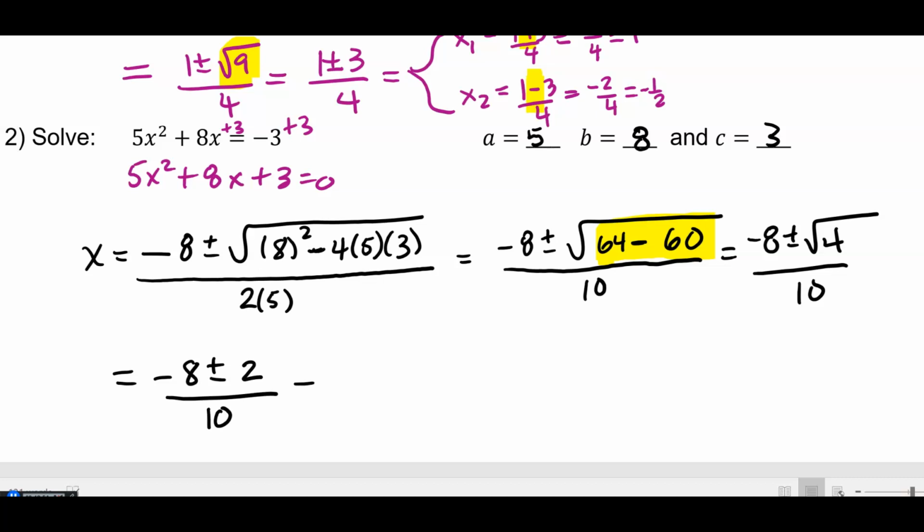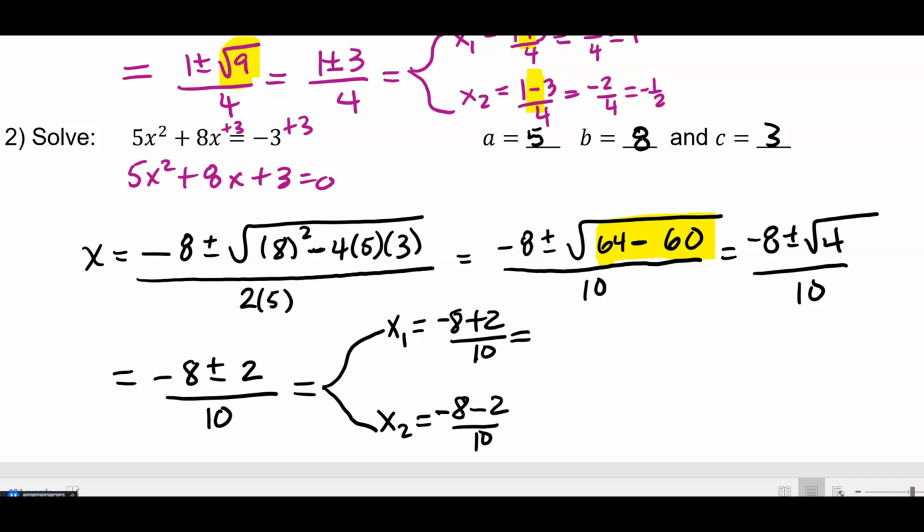Let's continue. We have negative 8 plus or minus 2, since the square root of 4 is 2. And here's where we can split up into two answers. Negative 8 plus 2 over 10. And what's the other way to split it up? Negative 8 minus 2 over 10. Since these are regular numbers, we can continue. Negative 8 plus 2 is negative 6 over 10, which reduces to negative 3/5. And negative 8 minus 2 is negative 10 over 10, which reduces to negative 1.